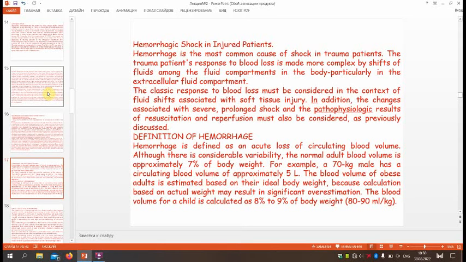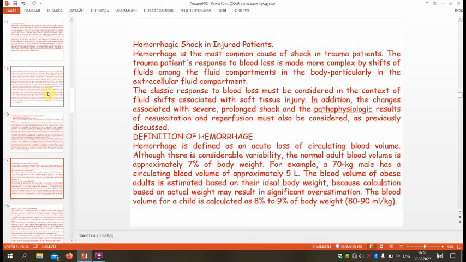In addition, the changes associated with severe prolonged shock and pathophysiologic results of resuscitation and reperfusion must also be considered, as previously discussed. Definition of hemorrhage. Hemorrhage is defined as an acute loss of circulating blood volume. Although there is considerable variability, the normal adult blood volume is approximately 7% of body weight. For example, a 70-kilo male has a circulating blood volume of approximately 5 liters.